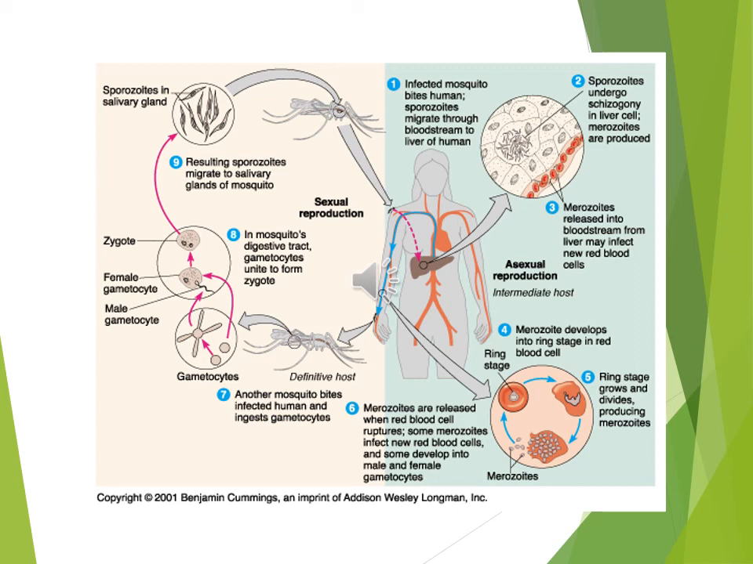The fourth step is, once the merozoites start infecting the RBCs, merozoites develop into a ring stage inside the blood cell. Now, inside the blood cell, the ring stage later grows and divides, again producing merozoites. This was the fifth step. In the sixth step, merozoites are released when red blood cells rupture. Some merozoites infect new red blood cells and some develop into male and female gametocytes.